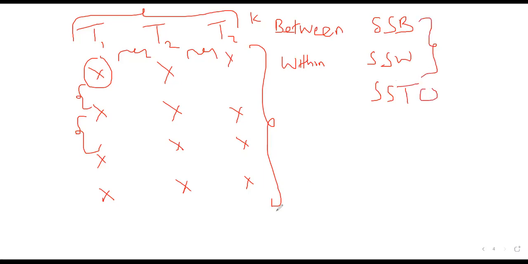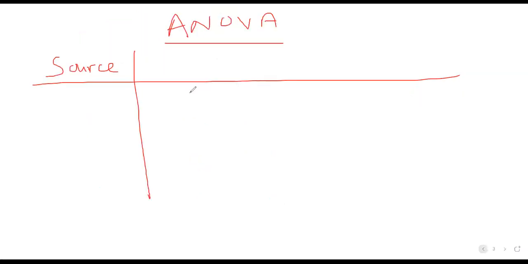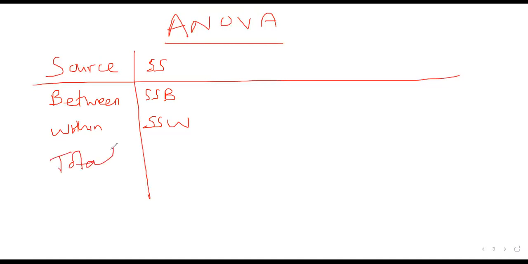So from this concept, we are just going to understand the ANOVA table. There are 3 sources of variation. Between the treatments, the sum of square, we call SSB, the sum of square between. Within the treatments, we call SSW, sum of square within. Then we also have the sum of square total, SSTO.